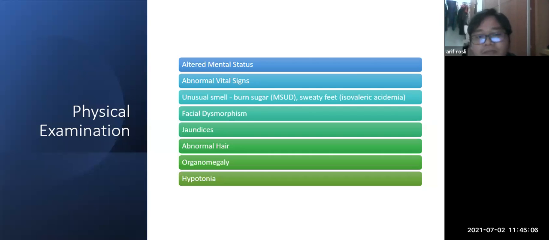So the physical examination that we can see for the IEMs, usually not much can be seen. IEMs can be very wide and very variable. However, the signs that we may see are altered mental status, abnormal vital signs, unusual smell, facial dysmorphism, jaundice, abnormal hair or organomegaly, and hypotonia.